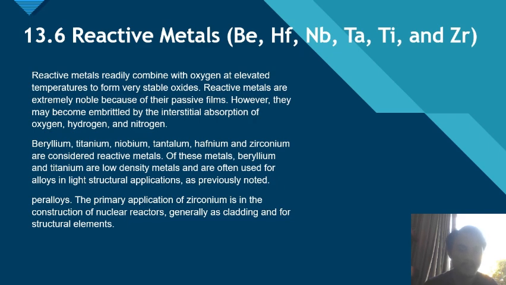Of these metals, beryllium and titanium are low-density metals and are often used for alloying and light structural applications, as previously noted. For alloys, the primary application of zirconium is in the construction of nuclear reactors, generally as cladding and for structural elements.